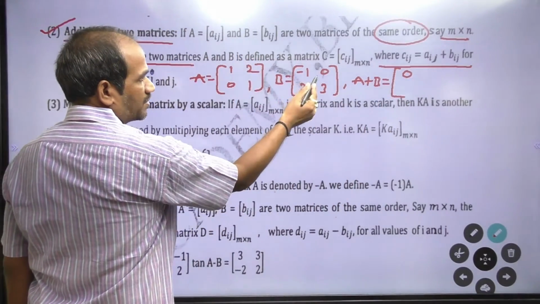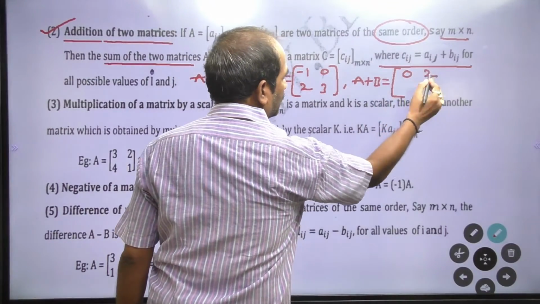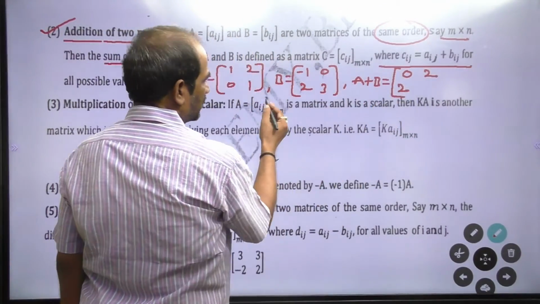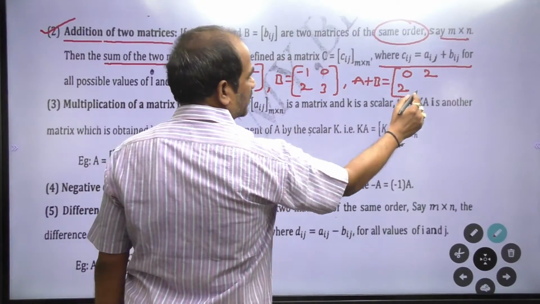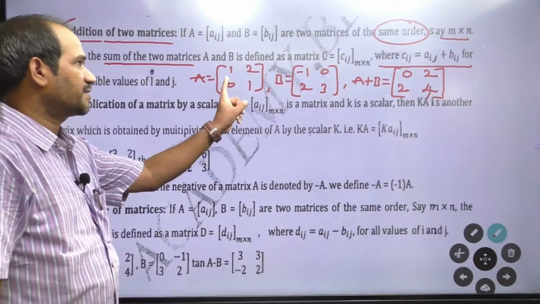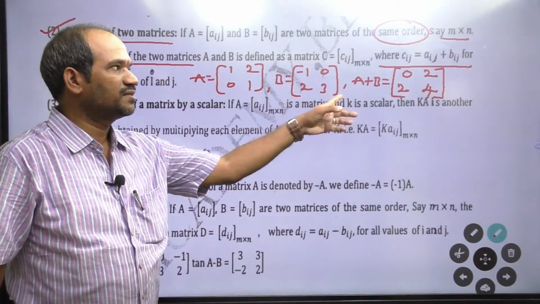Next, 2 plus 0 is 2. Next, 0 plus 2 is 2. Next, 1 plus 3 is 4. This is A plus B. A plus B means adding corresponding elements.